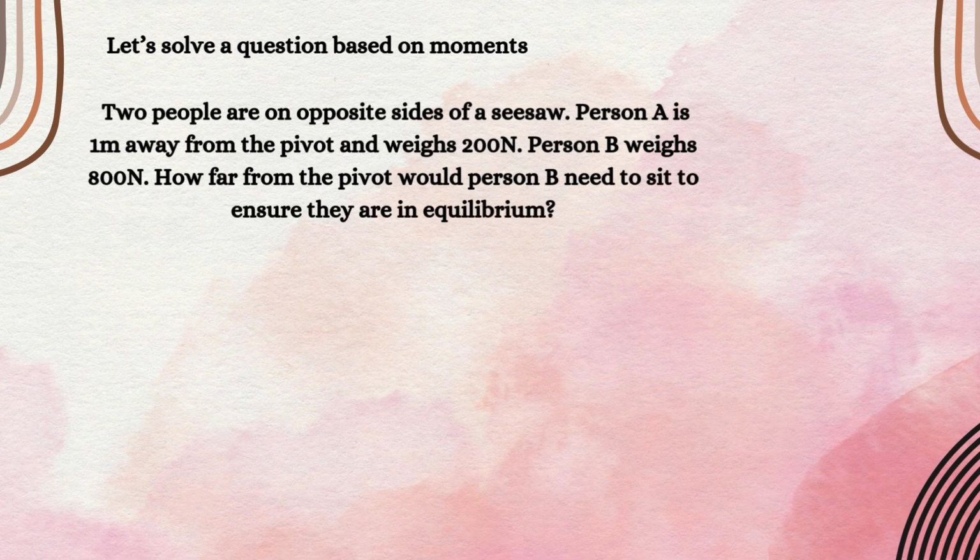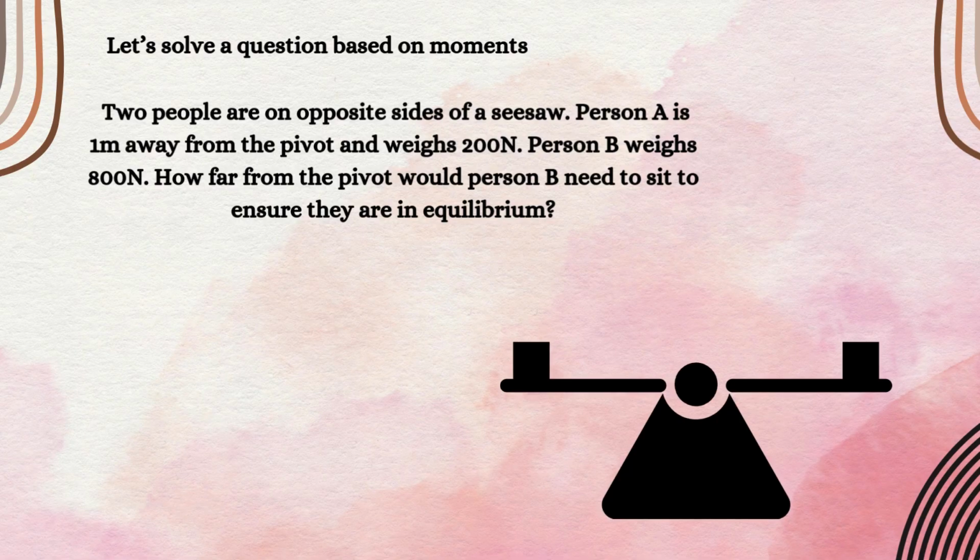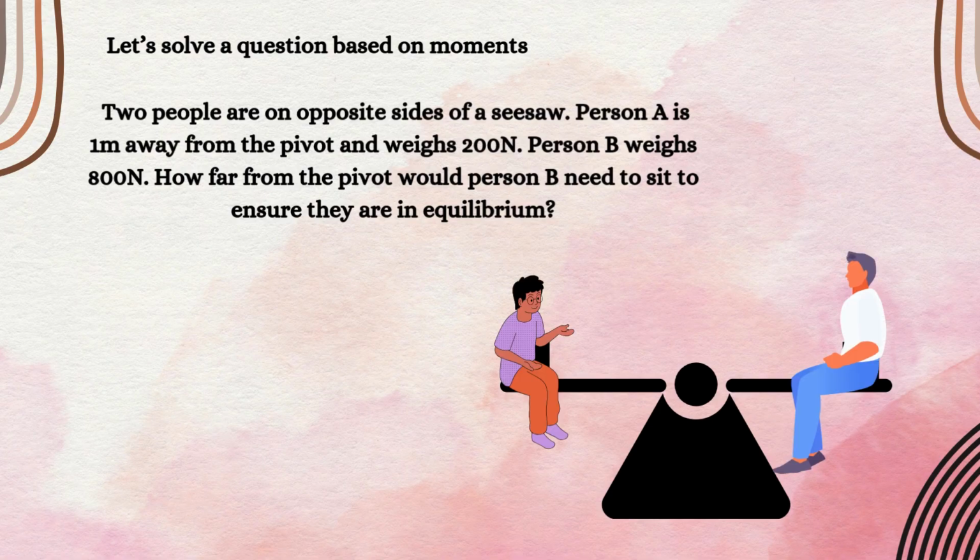To solve the problem, we can create a sketch of the given problem. So this is my seesaw and 2 persons are sitting on the seesaw. The first person is person A and the second one is person B. This is the pivot about which the seesaw is moving. Now let's mark the given data in the sketch. Person A is 1 meter away from the pivot, so we mark 1 meter here. Weights of the 2 persons are 200 Newton and 800 Newton respectively. Since weight always acts downwards, we can mark both weights like this.